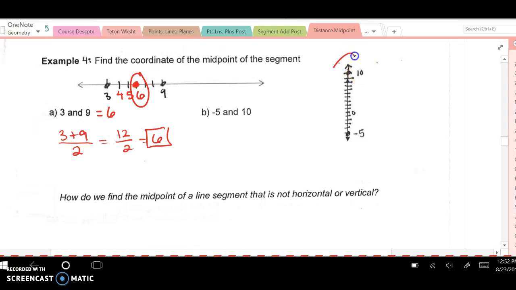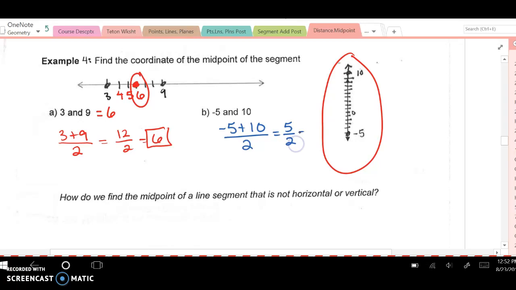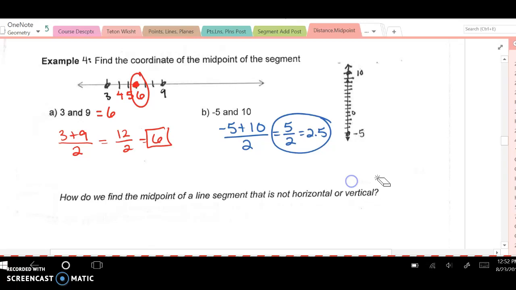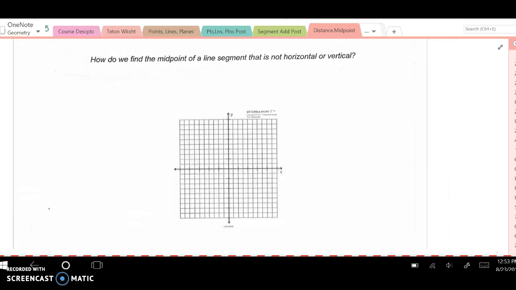We have another picture over here of a vertical change, a vertical distance between 2 points, and the question is, where is their halfway point? Again, the fastest way is to add the -5 and the 10 together and divide by 2. So that would be +5 over 2, or if you want to call it 2.5, either one of those is correct. So our next question is, how would you find the midpoint of a line segment that is not horizontal or vertical? Let's make up some points.